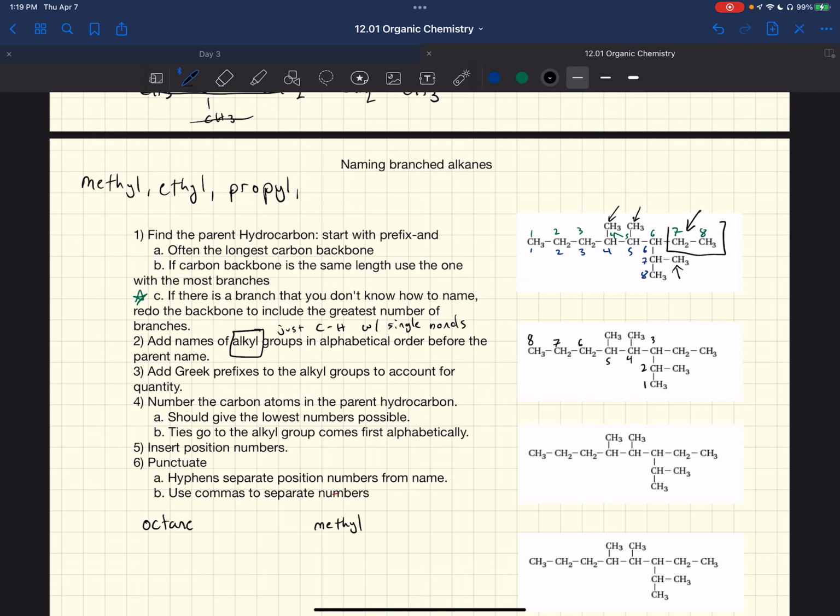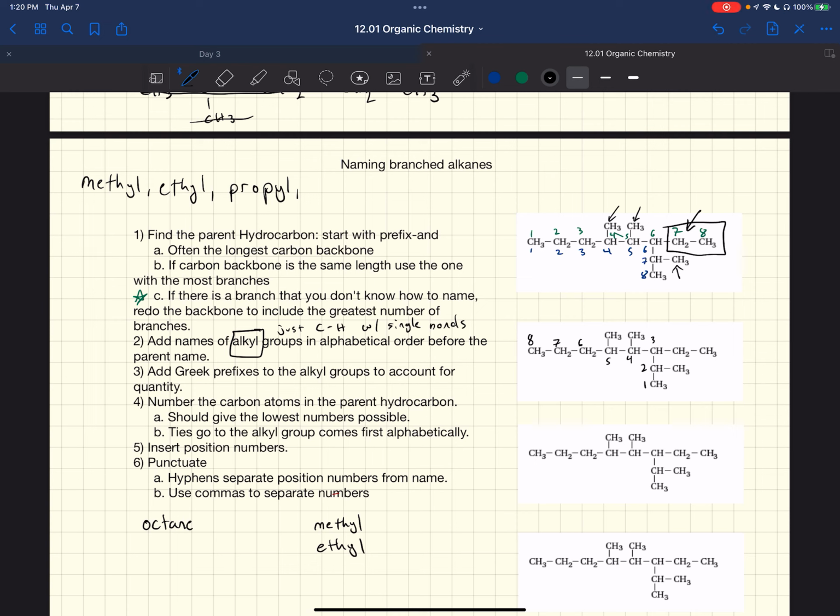So I've got 3 methyl groups, and I also have the CH2CH3 group. That is an ethyl group. So we've added names for the alkyl groups in alphabetical order. The ethyl is going to come first, and then the methyl.